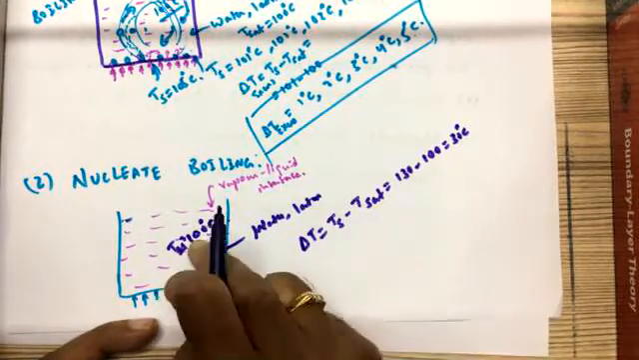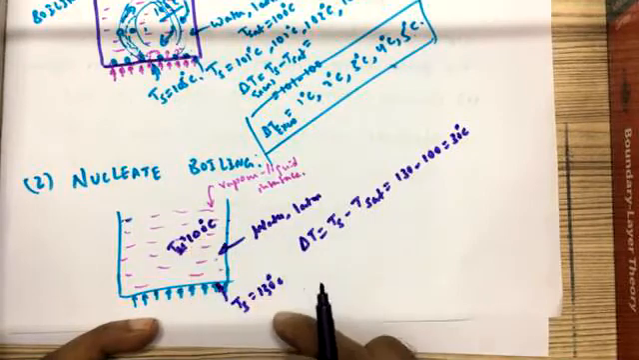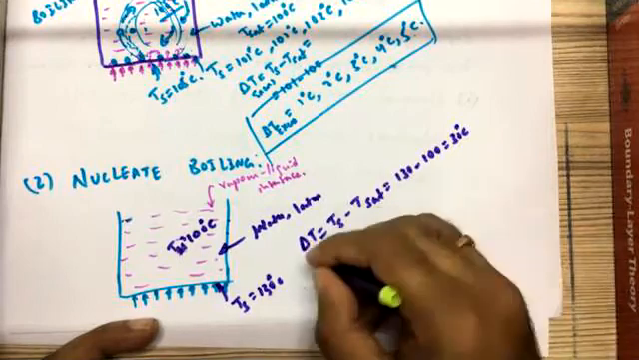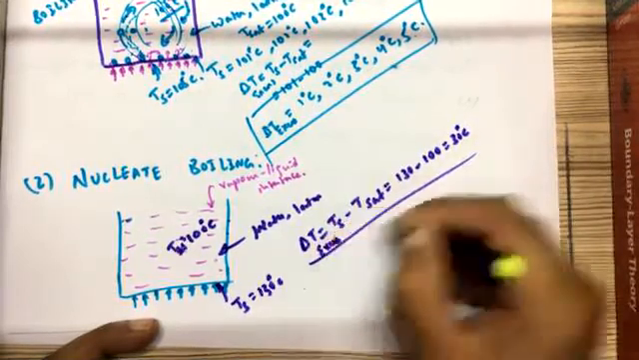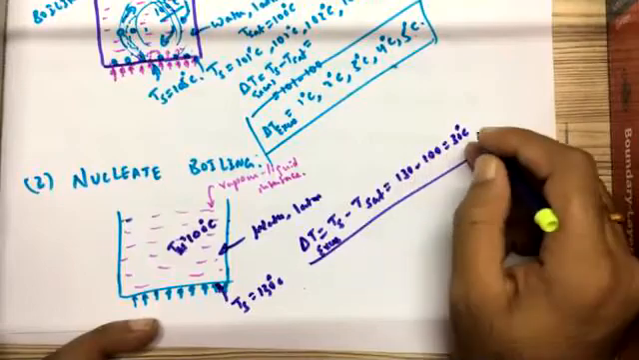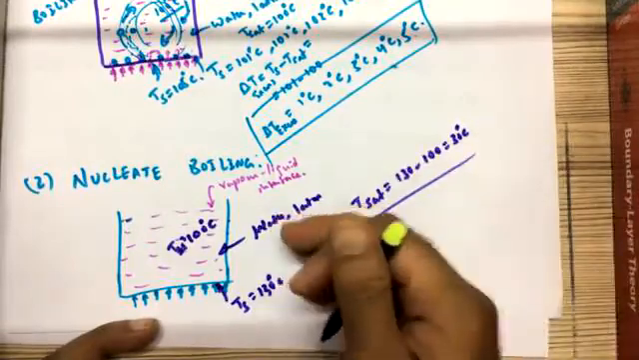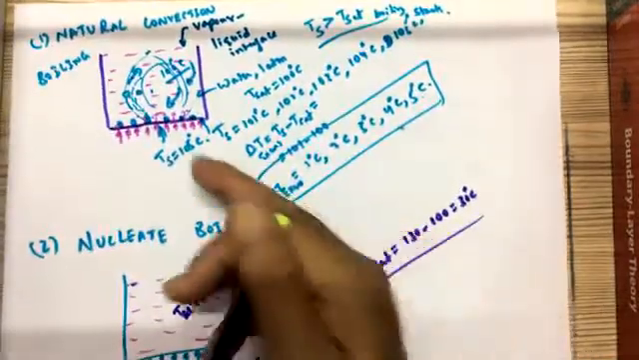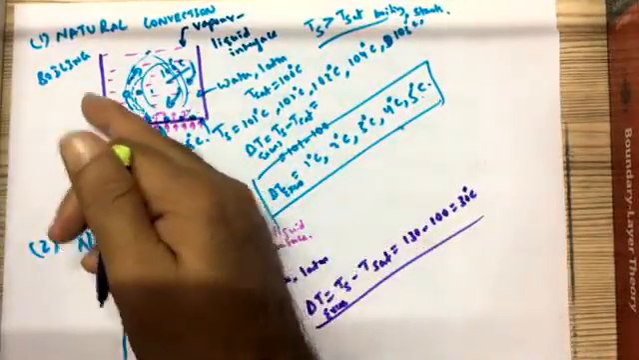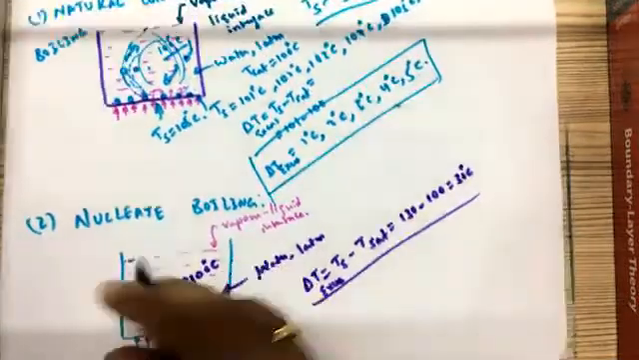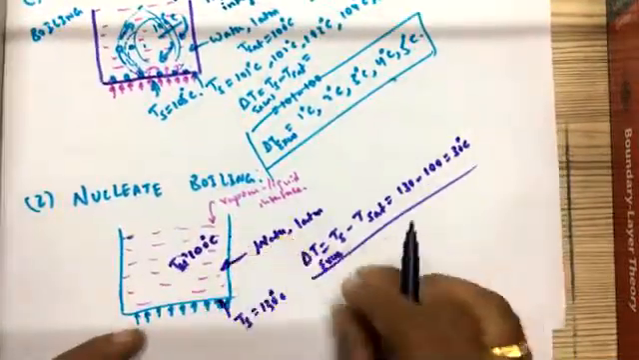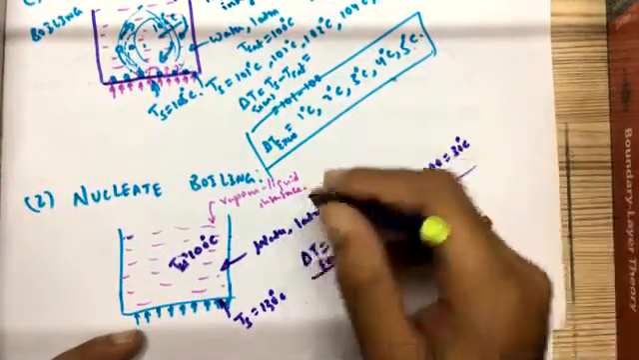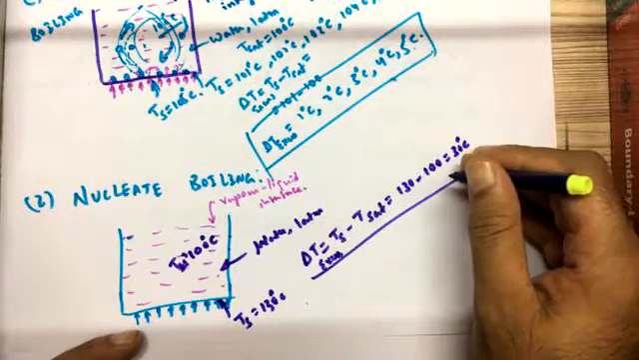In this case, if the saturation temperature is 100 degrees Celsius, then surface temperature would be anything between 105 and 130. In general, delta T excess should be in between 5 degrees Celsius and 30 degrees Celsius, not below that. If it is below that, we can say that it is simply natural convection boiling. But if it is nucleate boiling, then delta excess temperature should be 5 degrees Celsius to 30 degrees Celsius.